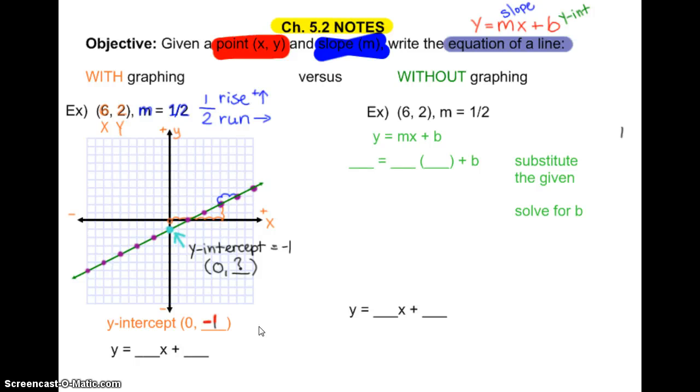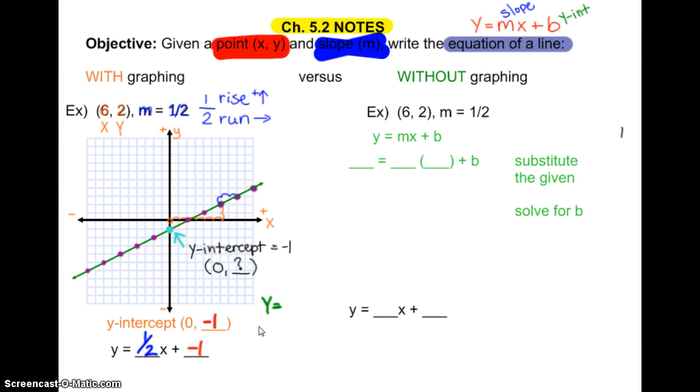To write the equation of a line, I need 2 pieces of information. I've got the y-intercept at -1, so I'm going to put it on the line after x. And I was given the slope. The slope goes in front of x. So my final equation is y equals 1/2 x plus -1.